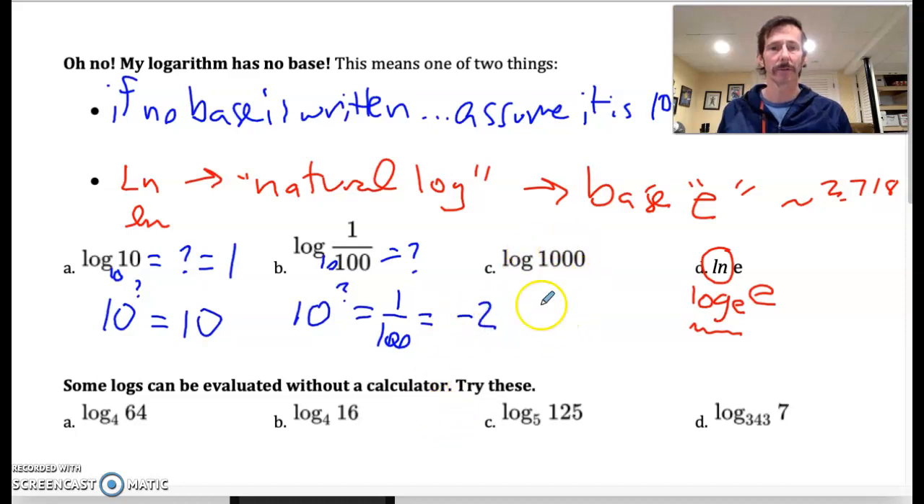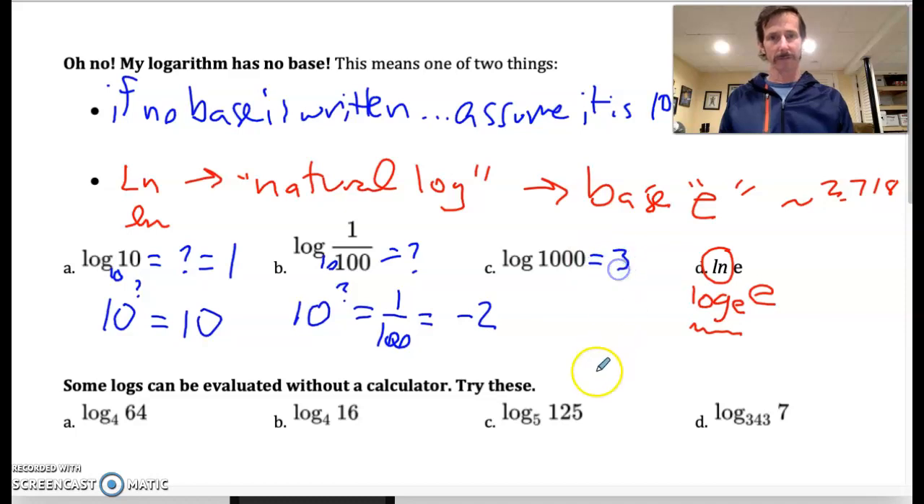All right, you're going to try this one. Pause the video. All right. Question is, what power of 10 gives you 1,000? That answer should be 3.